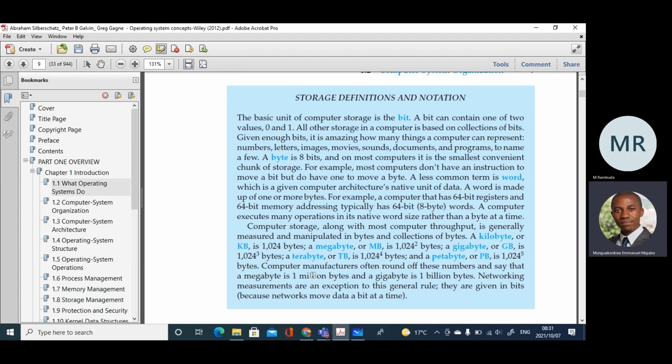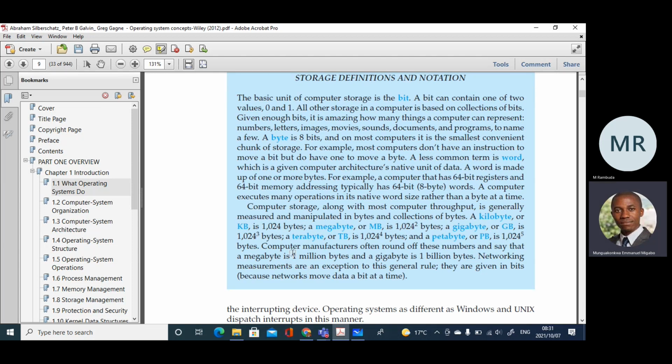Computer manufacturers often round off these numbers. Sometimes they'll use the normal measurement system to do approximations, saying a kilobyte is roughly 1,000 bytes, but that's not how it is. It is exactly 2 to the power 10 and not 1,000. So here you hear about 1,000,000 bytes, a billion bytes for a gigabyte, but it's slightly higher than that.